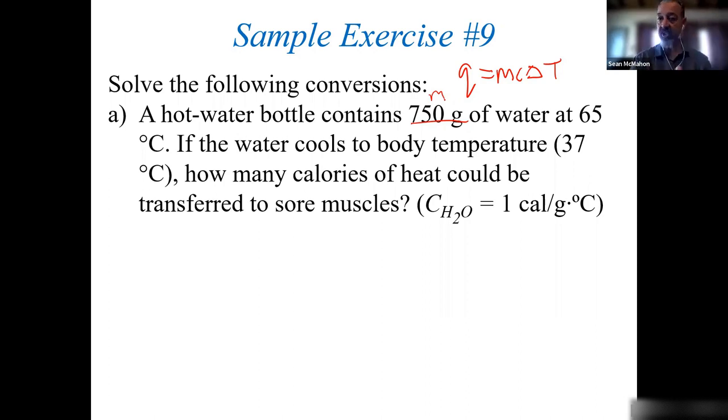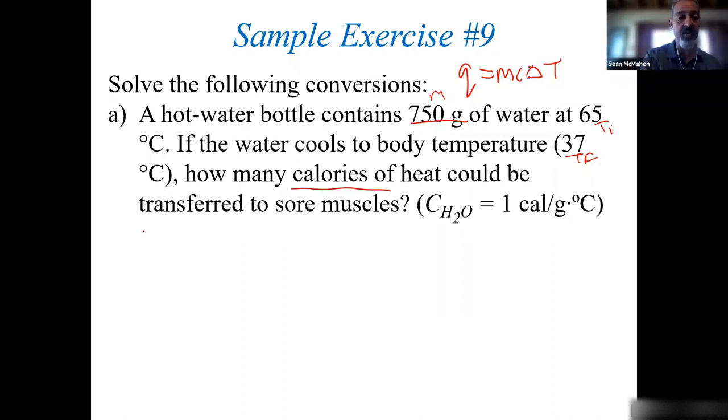So that's initially what the temperature is. So I'll just say this is Ti. If the water cools to body temperature, which is 37 degrees Celsius, that would be my final temperature. How many calories of heat could be transferred to muscles? So how many calories can be transferred to the muscle? And what I need to remember is for calories, I'm looking for Q.